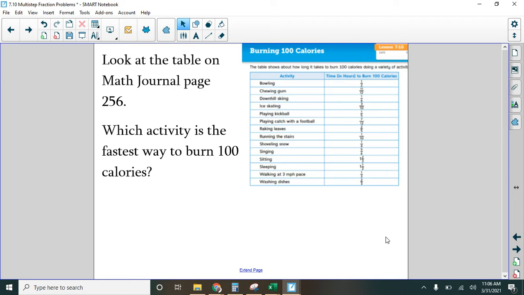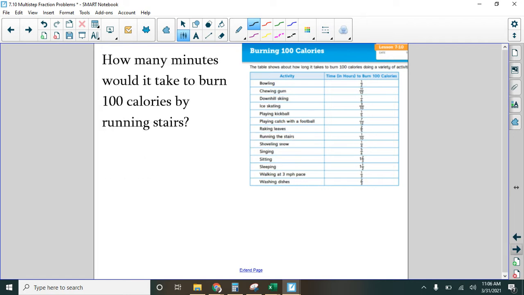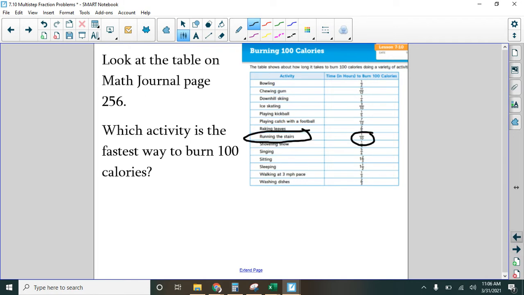The fastest way to burn 100 calories on this chart is right here. See where it says 1/10 of an hour, and it goes with running the stairs. That's a lot of exercise, isn't it? You're going to need a lot of energy for running the stairs. So if I thought about that in minutes, let's go back to that screen, how many minutes is 1/10? What's 1/10 of an hour?